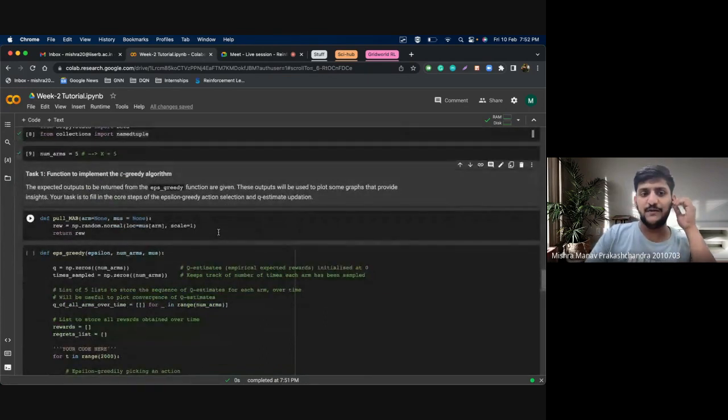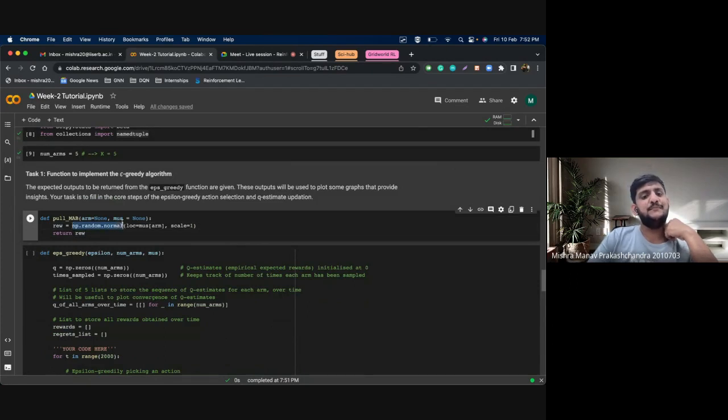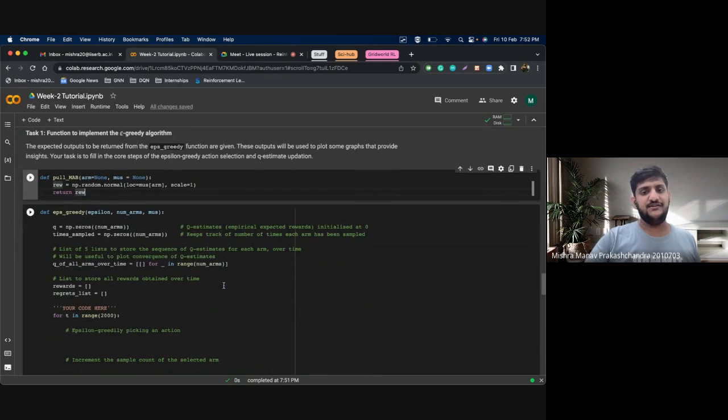Now this is a function for pull MAB. So the reward I get is something which is sampled from the normal distribution, with the mu's. Here I have fixed the standard deviation to be 1. So all the 5 arms have the same standard deviation. Only the mu's are different. And based on which arm I select, I'll sample from that particular distribution.